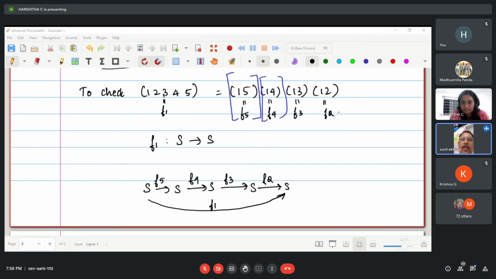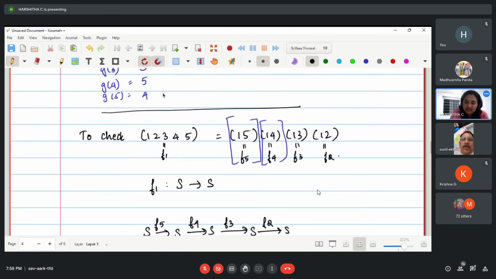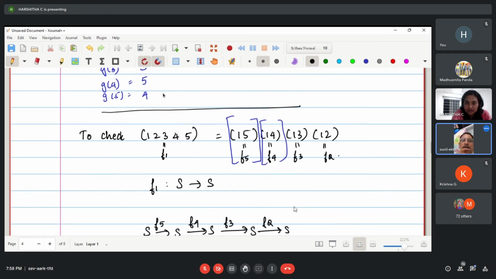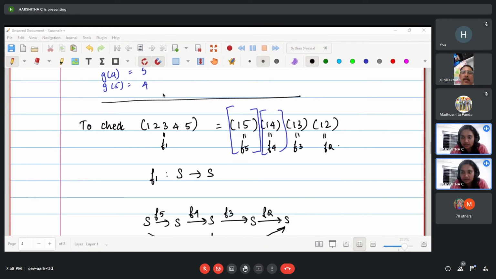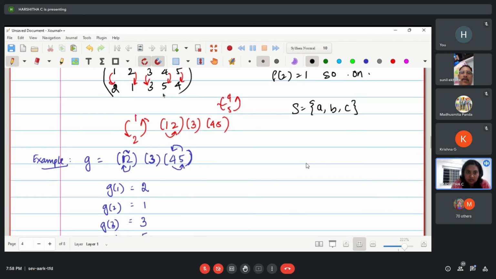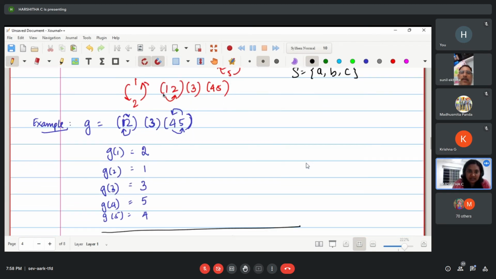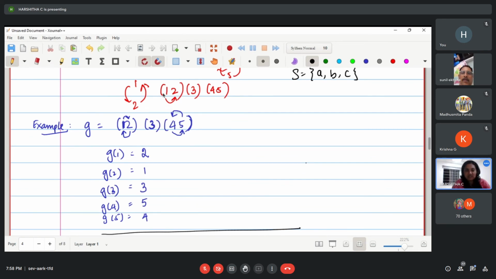Yeah, madam. Can you explain this again, madam? Last, how to convert this permutation into a function? Convert what into function, sir? Permutation into function. You said that f5, f4, f3, f2. Like you want to know how to convert from cycle notation to function? Yeah. Okay. So I'll just do this example again. So you can just look at it.